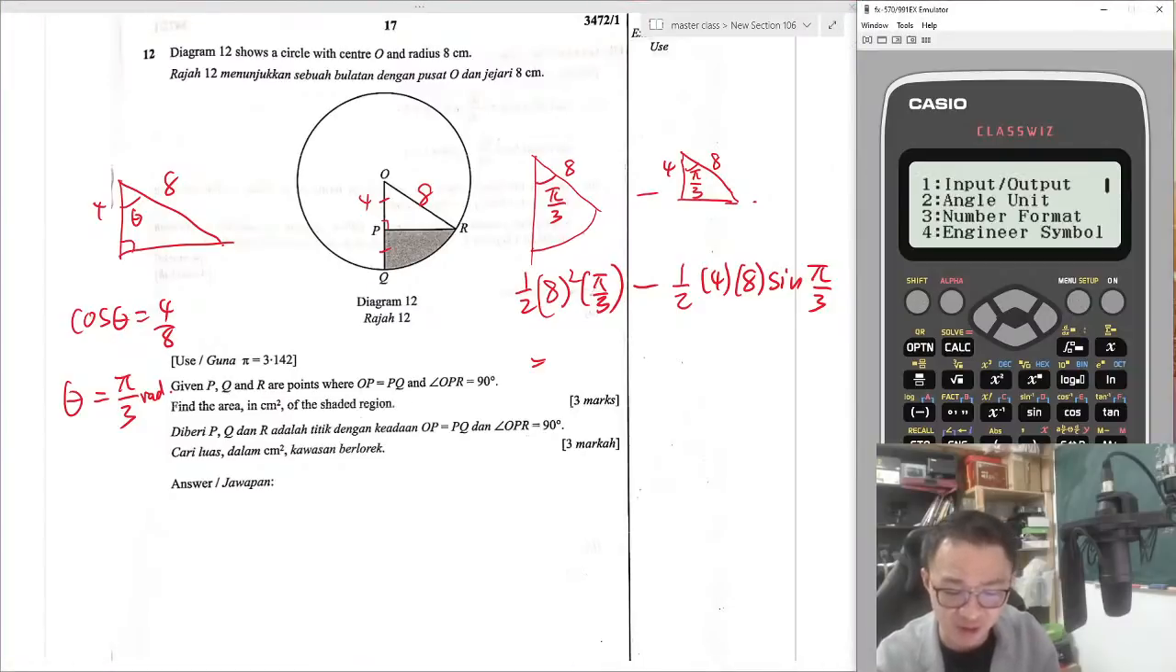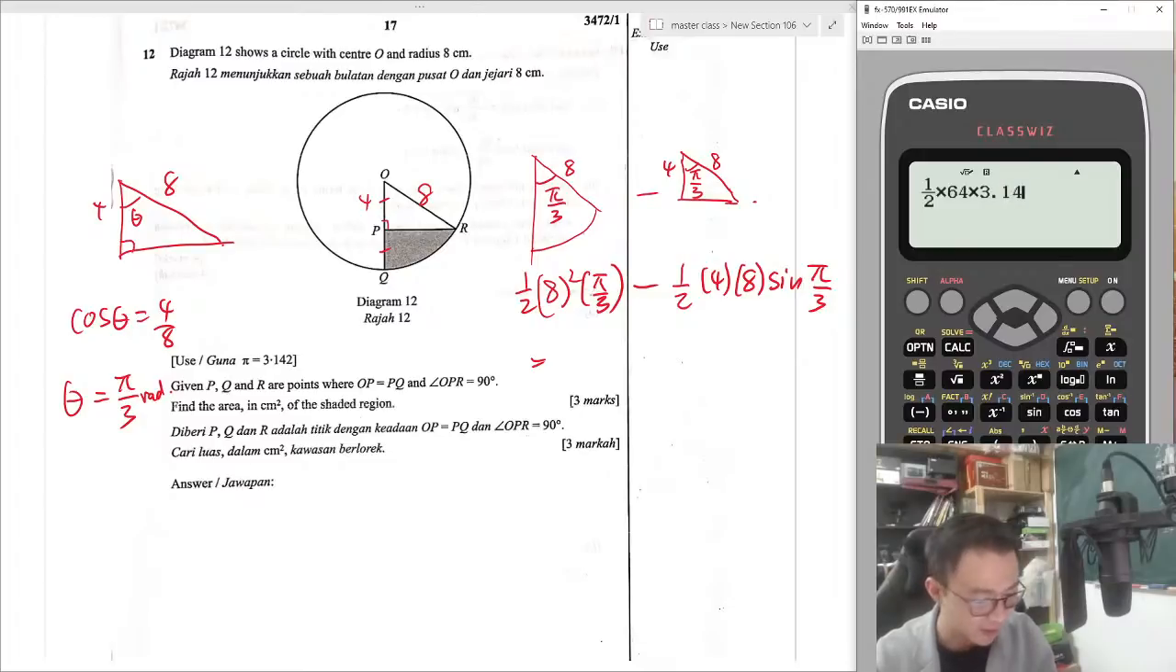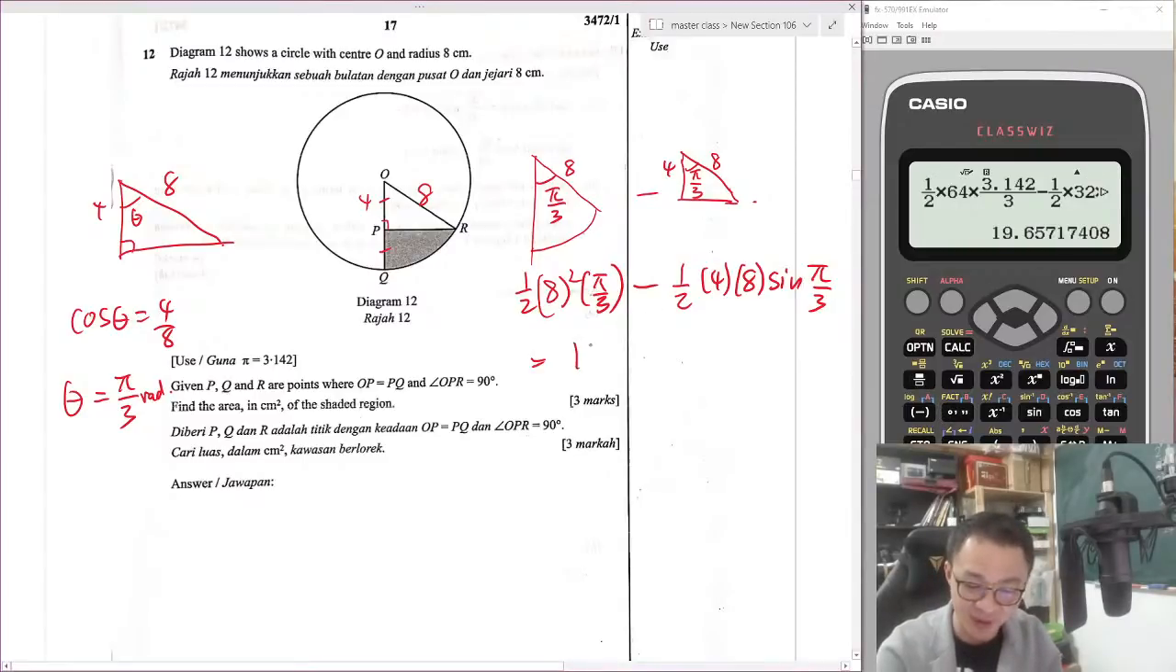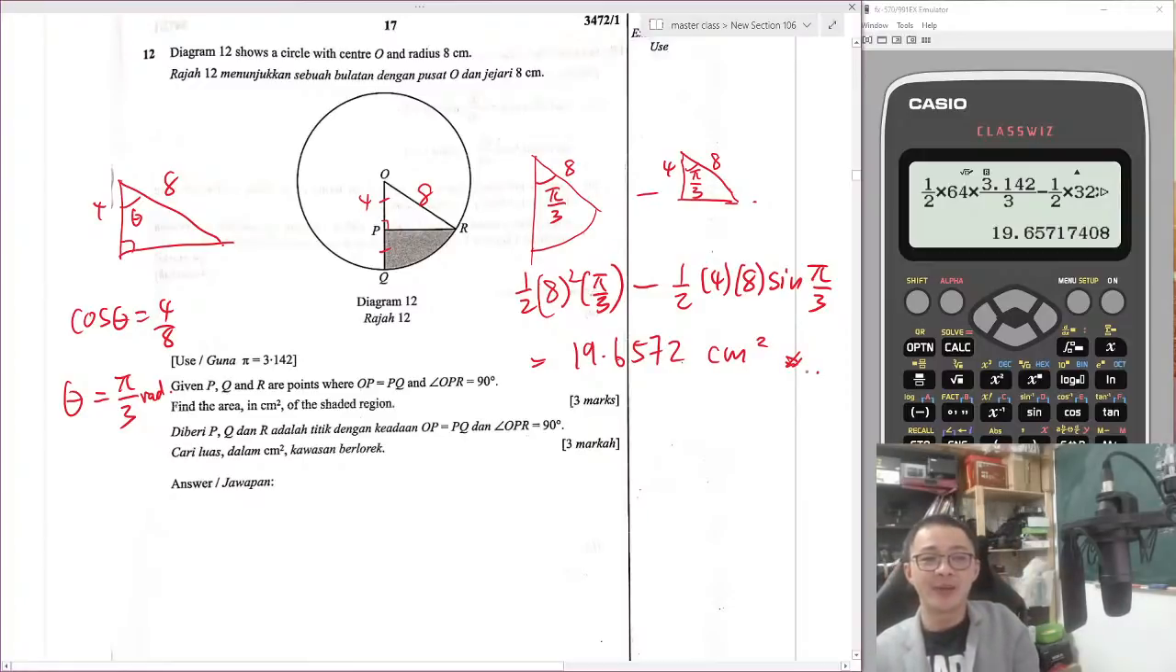Make sure you change your calculator angle unit into radian. Then I will just type everything. 8 squared is 64 times pi, use the 3.142. Because you cannot straight away type the pi in your calculator, you will get less accurate answer. Minus 1 over 2. 4 times 8 is 32. Multiply sine 3.142 over 3. Alright, so the shaded area should be 19.6572 centimeter square. Alright, so yeah.